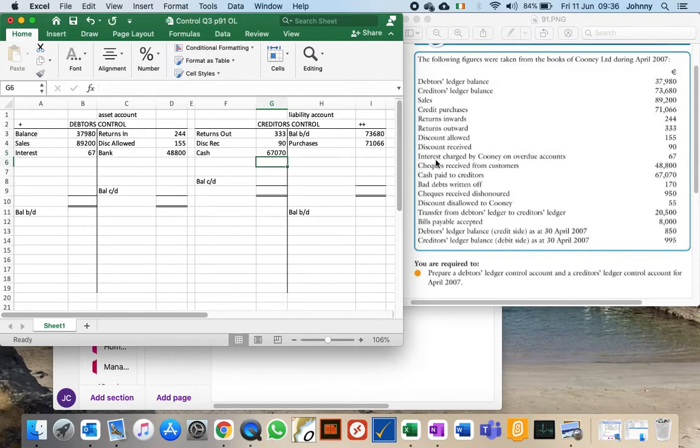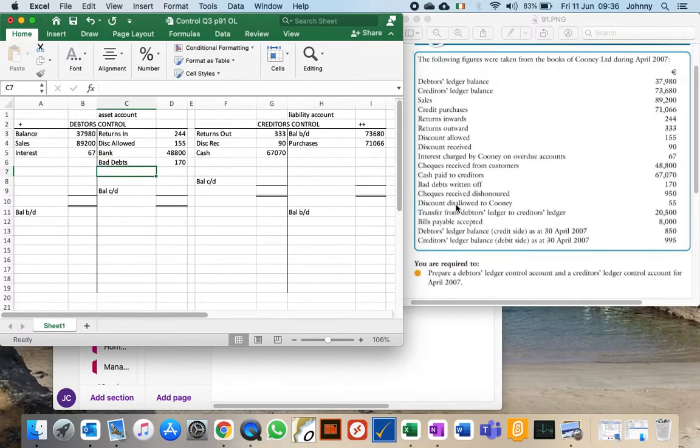Next, bad debts written off. So bad debt is where somebody who owed us money should have paid money but haven't, and they've gone bankrupt, and we're never going to get the money. So we have to cancel the debt. Normally we cancel debt when somebody pays. But in this case, somebody is never going to pay, so we just have to say, forget it. We're never going to receive the money, so we're going to take that away. So bad debts are to do with people who owe us money, so debtors, and we're going to cancel those, so that will be on the minus side. So 170 goes there, and we'll call it bad debts.